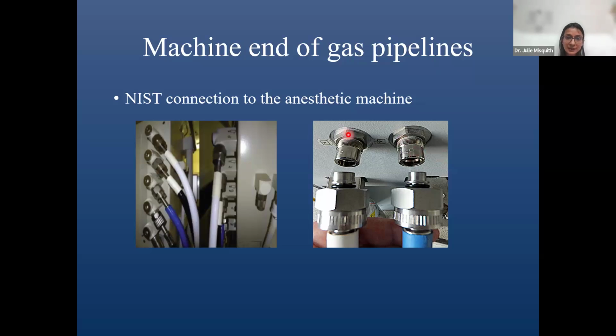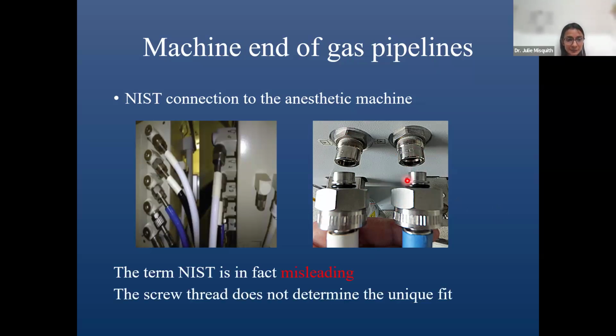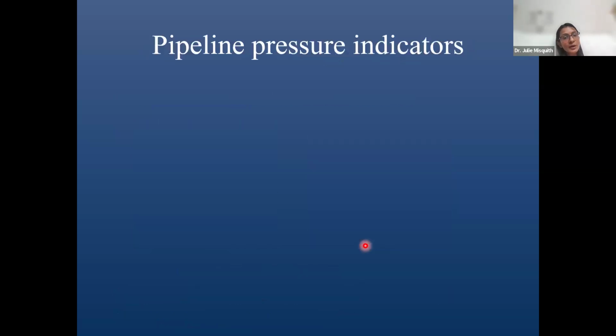Now, the probe has a unique profile. The probe at the machine end has a unique profile for each gas, which fits only the specific gas to the machine. But the nut has the same diameter and thread for all gas services, and that can be attached to the machine when the probe is engaged. But the term non-interchangeable screw thread is in fact misleading because the screw thread does not determine the unique fit. There is a one-way valve which ensures the unidirectional flow, and that is what helps the pipeline connect to the machine.